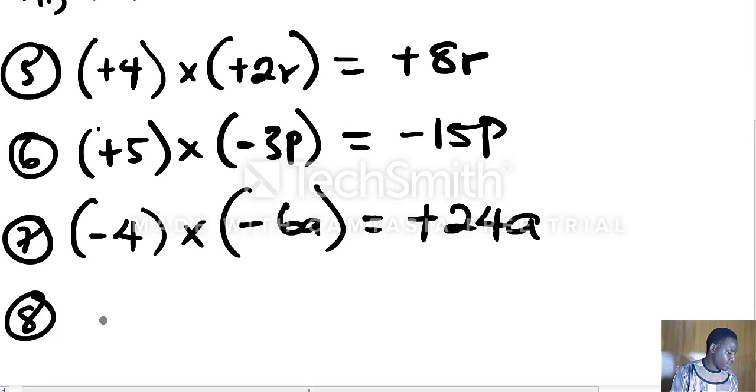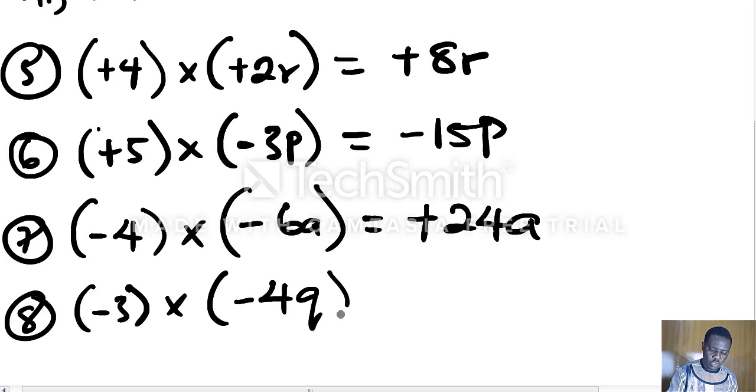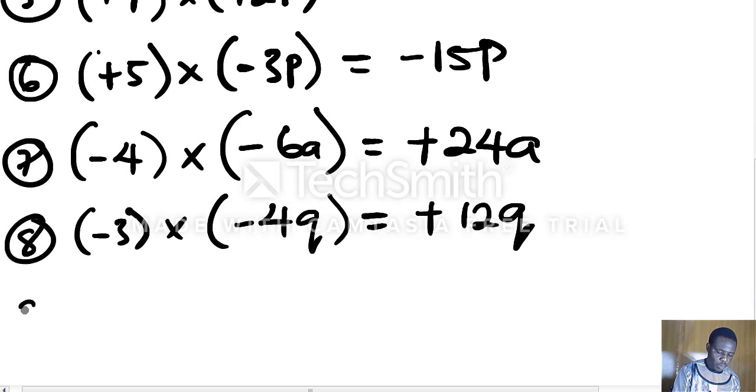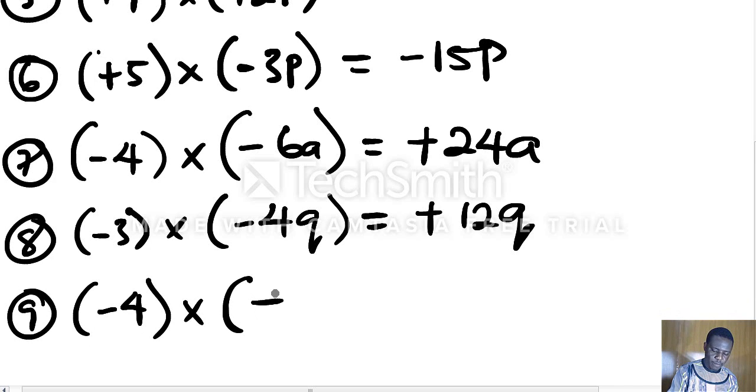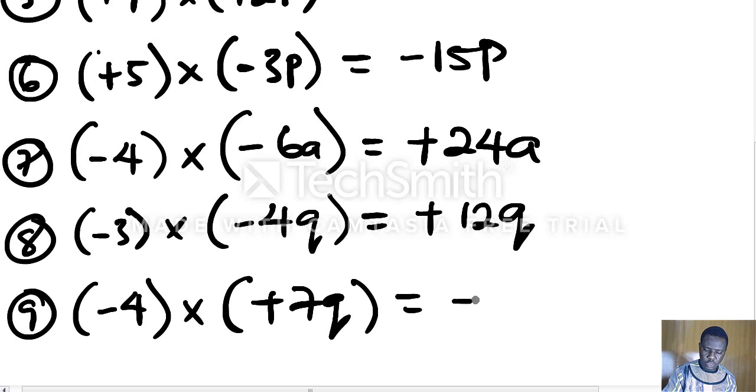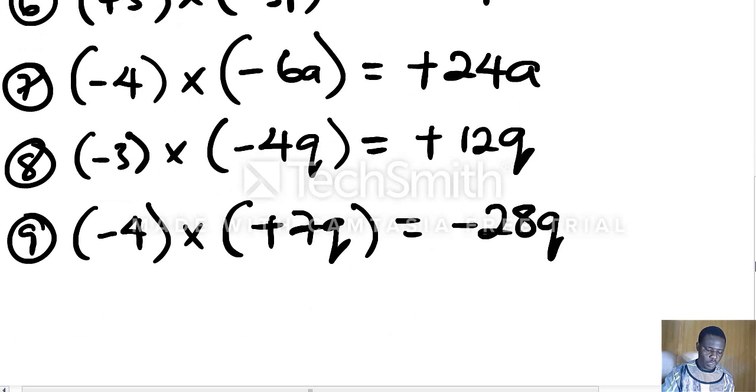Number 8 says minus 3 times minus 4q. This is equal to positive 12q. Number 9 says minus 4 times positive 7q. This is equal to negative 28q.